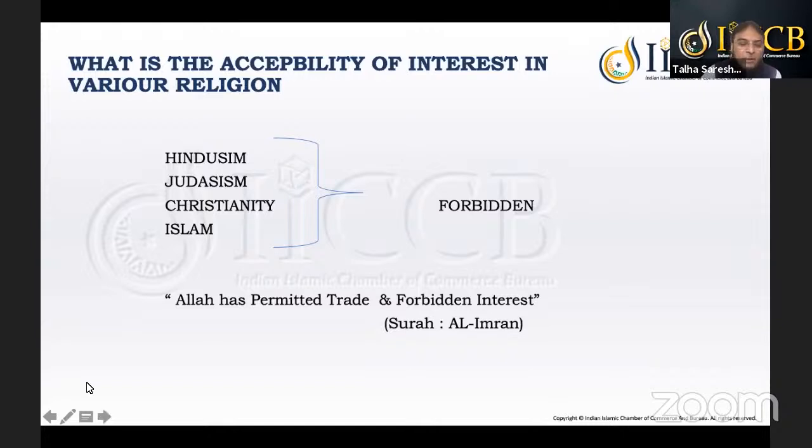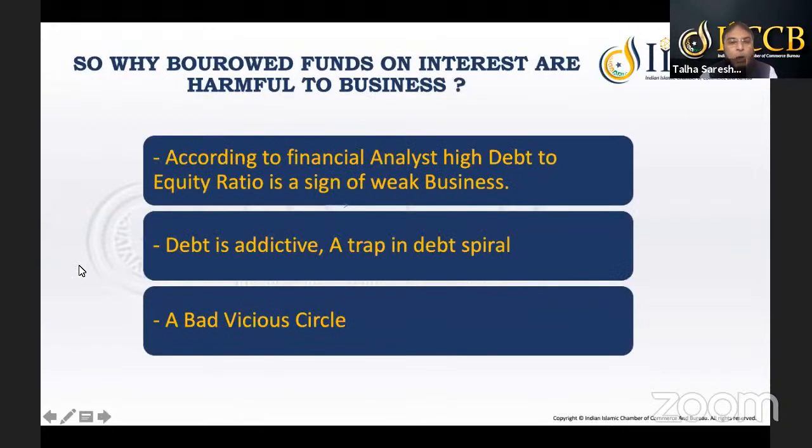Let's go further into the details about why borrowed funds on interest are harmful to business. You all, everybody knows, why it is that harmful in business. According to any financial analyst, the first thing he will see is your debt to equity ratio. If your debt to equity ratio is high, that is a sign of a weak business enterprise.